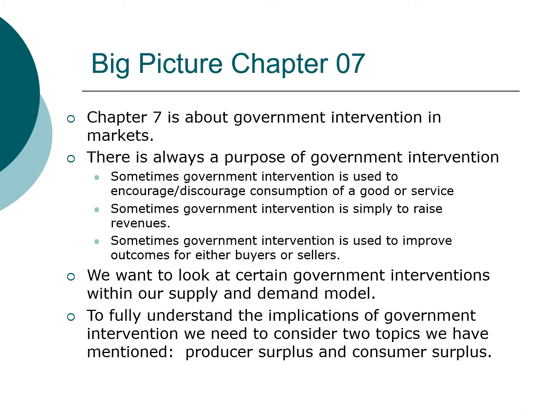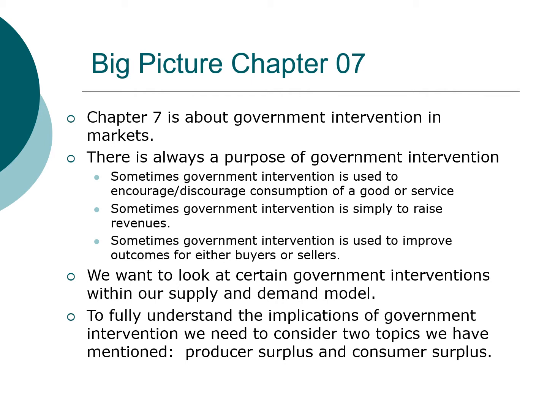Well, we are continuing with our presentation material for Chapter 7. Again, Chapter 7, what is it all about? It's about government intervention in marketplaces. There's always a purpose to government intervention. Sometimes the government intervenes to help a particular group, either producers or consumers. Sometimes a government intervenes to encourage production or consumption of a good or service. And sometimes the government intervention is simply to raise revenues.